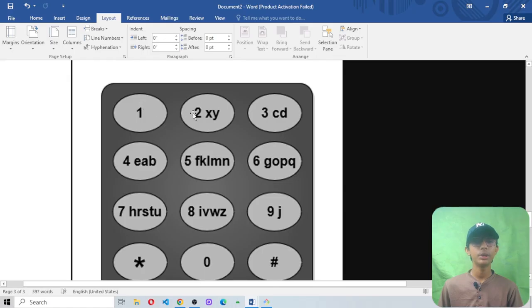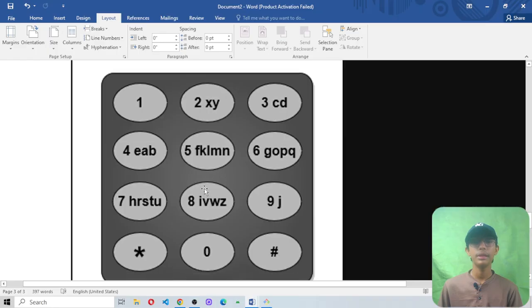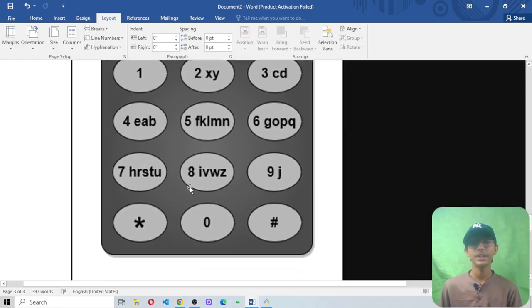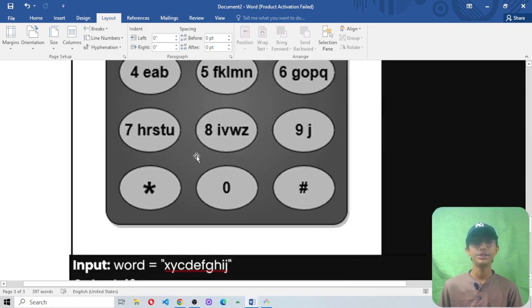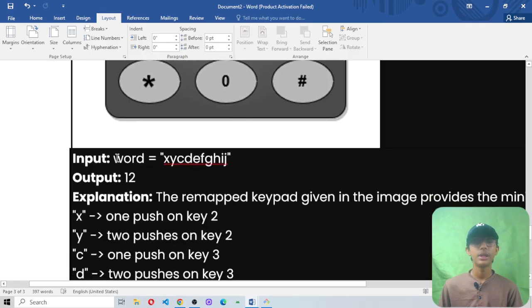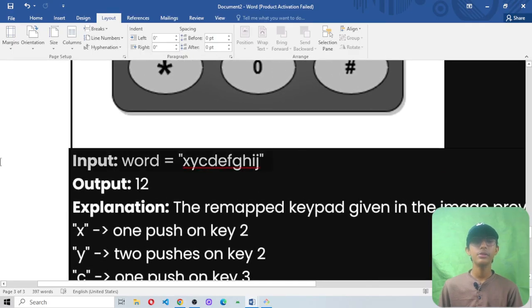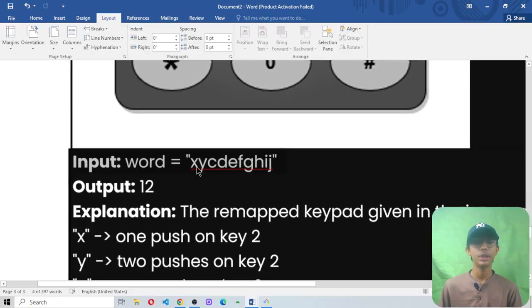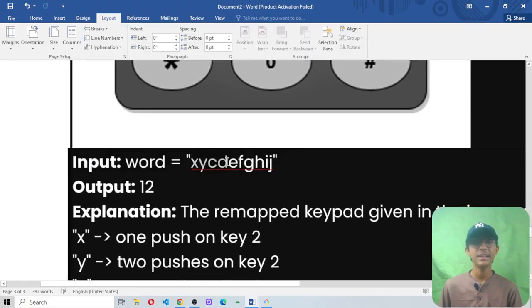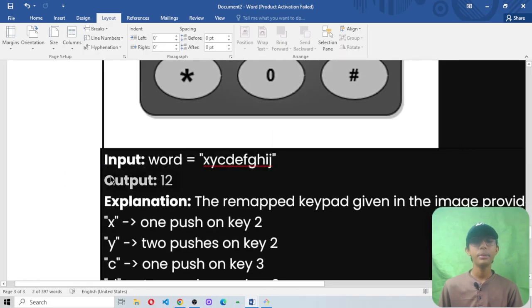There is, in number 2, XY, then in number 3, CD, in number 4, EAB, in number 5, FKLMN, in number 6, GOPQ, and number 7, HRSTU, and in number 8, IVWZ. In number 9 there is a G, and then star, then hash. And if you see here, you get a string by the word in which he wrote X, Y, C, D, E, F, G, H, I, J. So the upper end coming is 12.